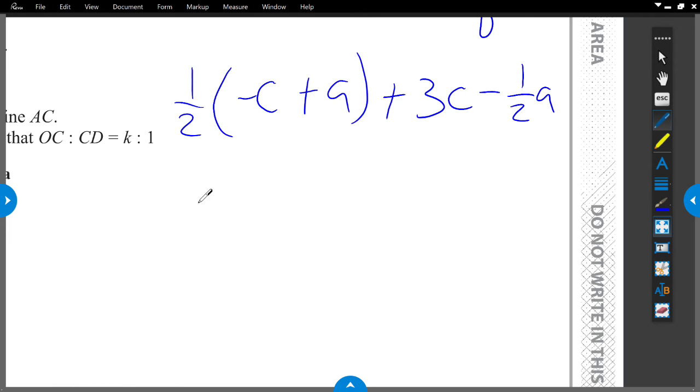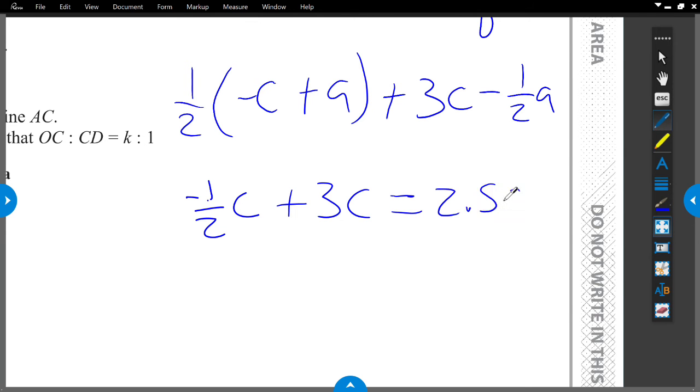Half of minus C, that's minus 1 over 2C, plus half an A, but we've also got minus half an A, so that's going to cancel out. And then we're adding 3C to that. Minus half a C plus 3C is the same as 3C minus half a C. So we're going to get 2.5C here, or 2.5C if you want to put it as a decimal.